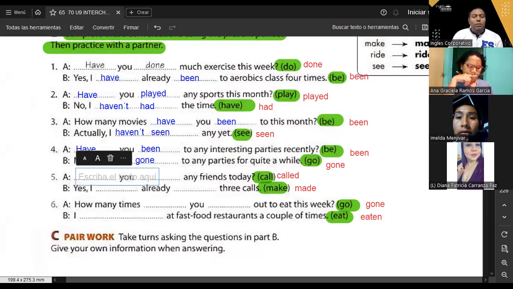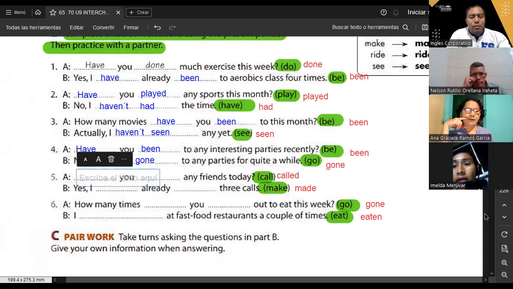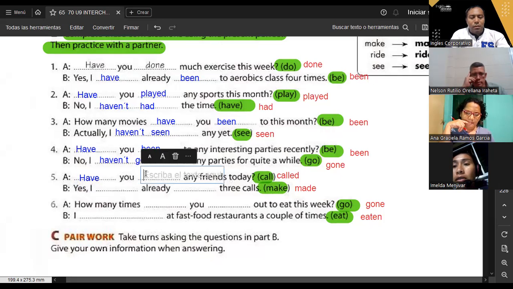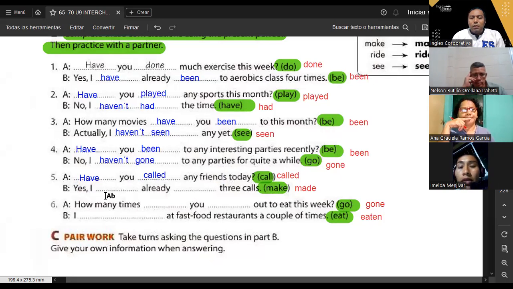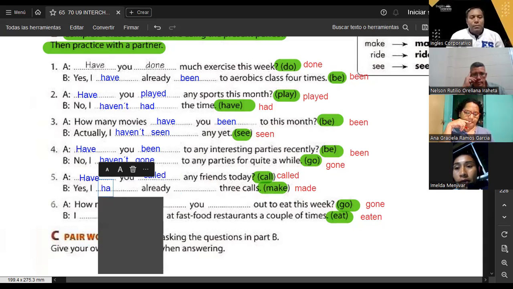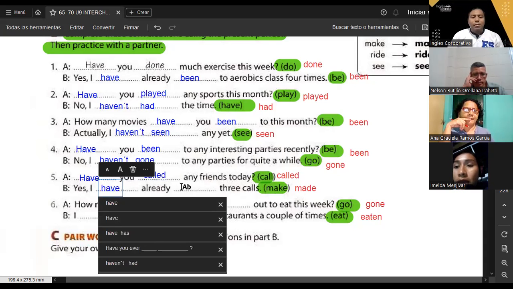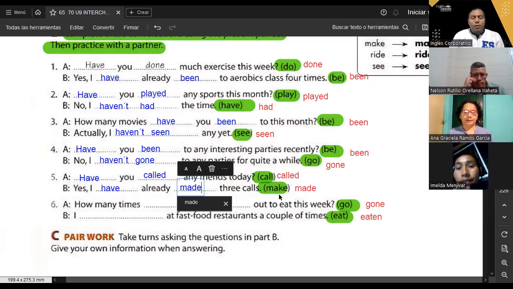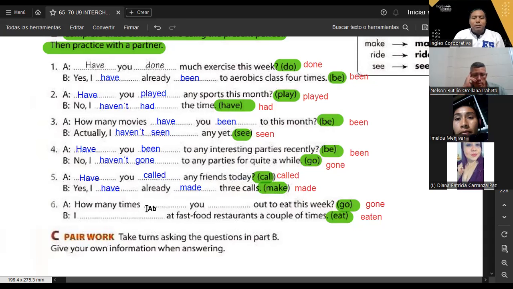So the next one, number 5. Have you called? Yes, I have. Yes, I have already made 3 calls. ¿De dónde sacamos el make? Del verbo rojo, pasado participio, ¿verdad? Made.